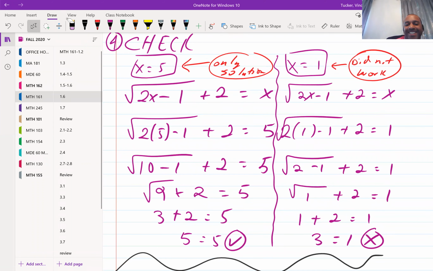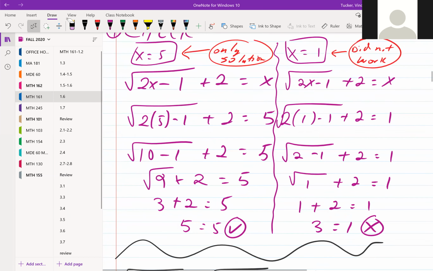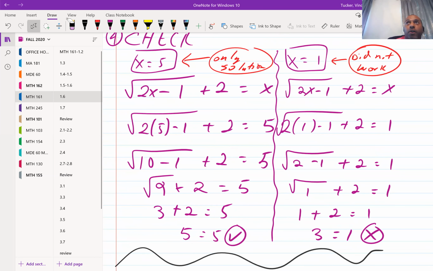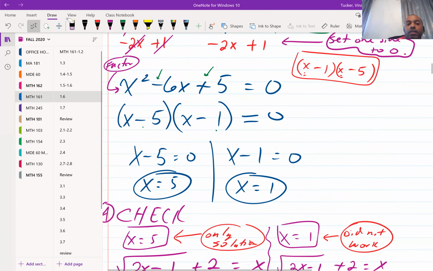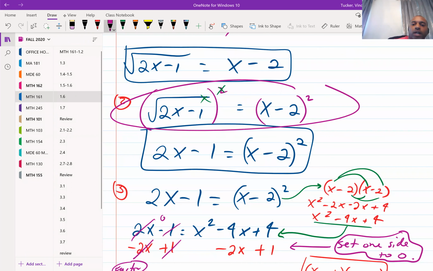I did have one quick question. Would you want to check every problem, or is there some telltale sign that would make you think, oh, wait, one of these isn't going to work? Most of the time, this occurs when you're raising both sides to an even power. When we raise both sides to an even power, normally that's when one of them won't work for you.